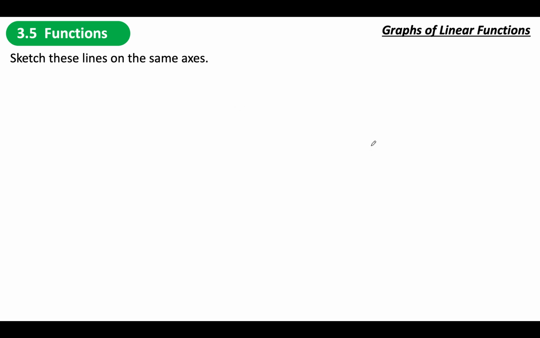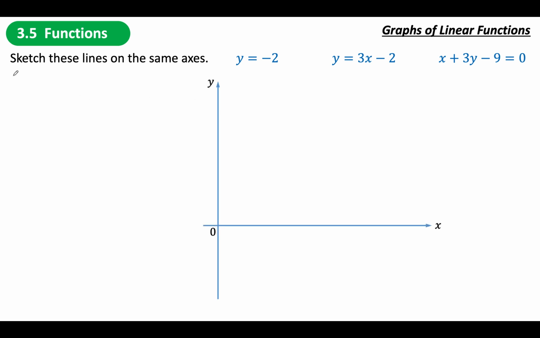Anyway, this is really where we're going. Sketch these lines on the same axes. So I've got 3 equations: y equals -2, y equals 3x minus 2, and x plus 3y minus 9 equals 0. Here's how I would approach sketching these 3 graphs, which is what the next load of questions are all going to be about. Let's just give ourselves some basic axes. Now it says sketch.